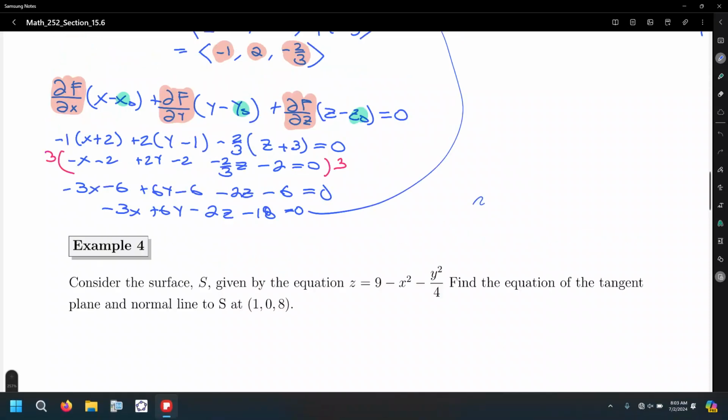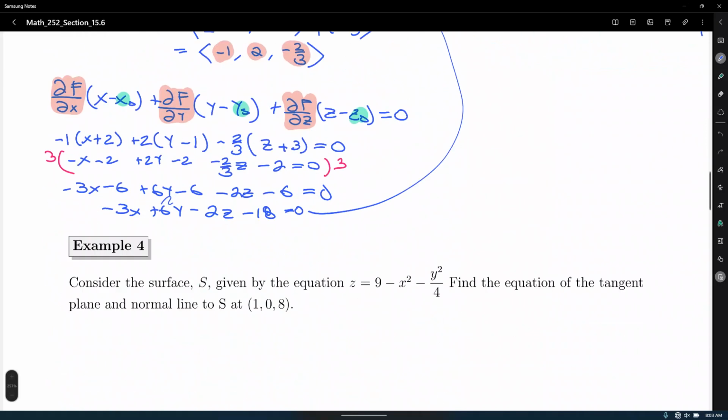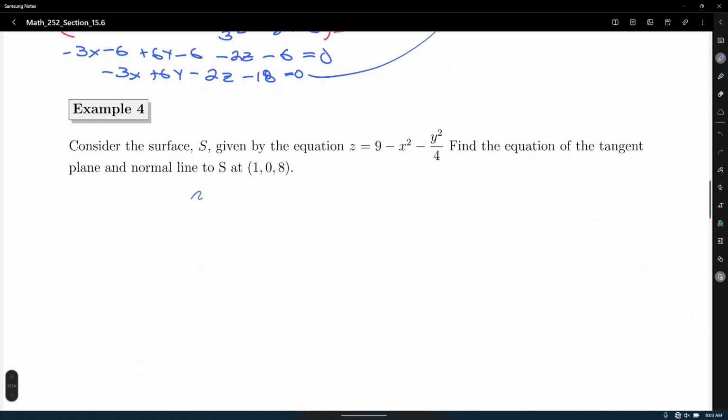The main difference is the way the function is given. Notice in this case we were given an implicit function, so we needed to move everything to one side and call that our big F to get the gradient of, and then evaluate the gradient at that point, etc. There is another way to find the equation of the plane when we're given an explicit function, in this case z solved in terms of x and y.